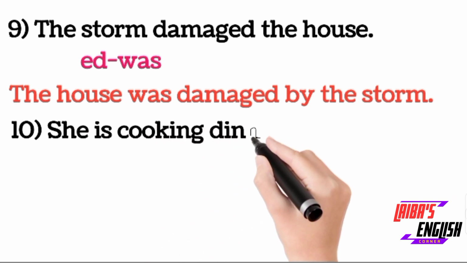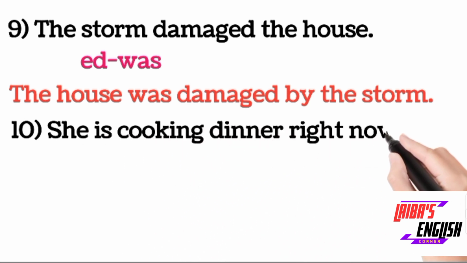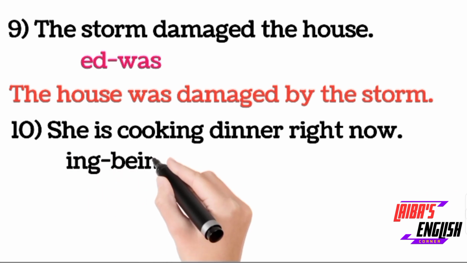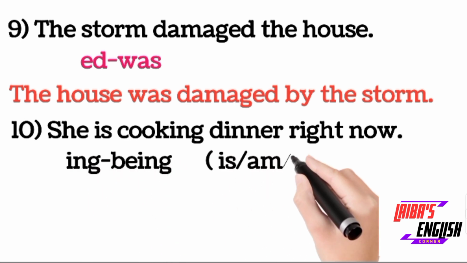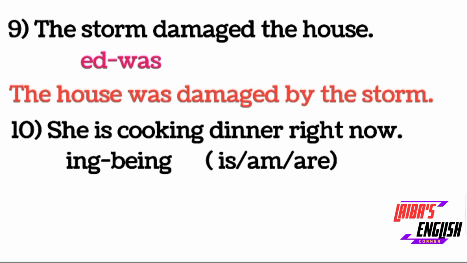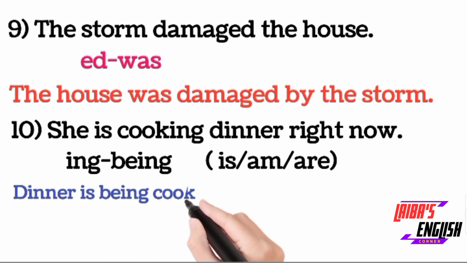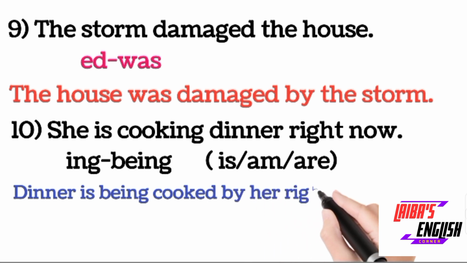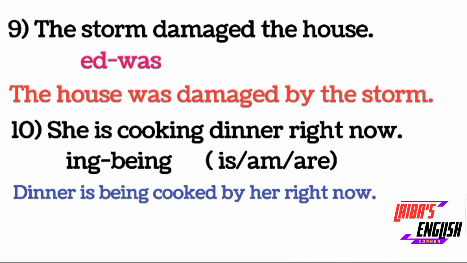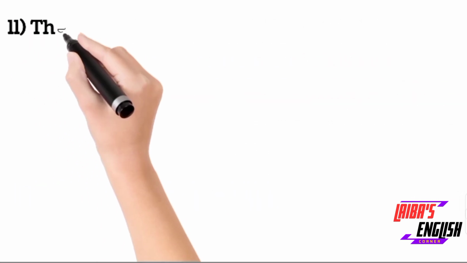10th example is she is cooking dinner right now. I have already told you ing will change into being, and is, am, are will not change. So the dinner is an object. So we will use it in the place of subject. So dinner is being cooked by her right now. I hope you are clear with the examples.